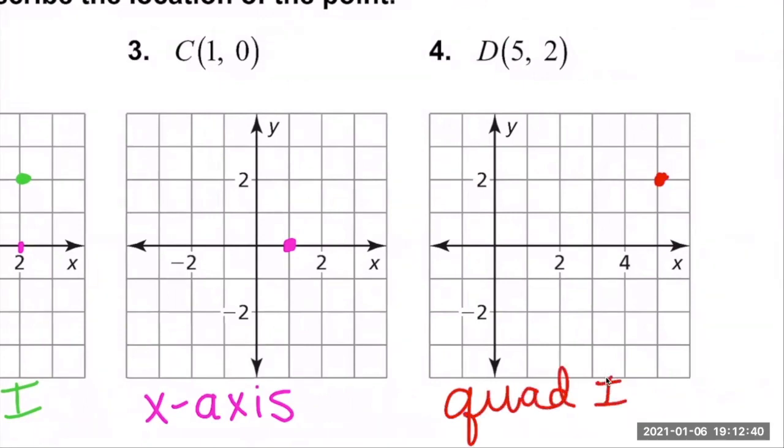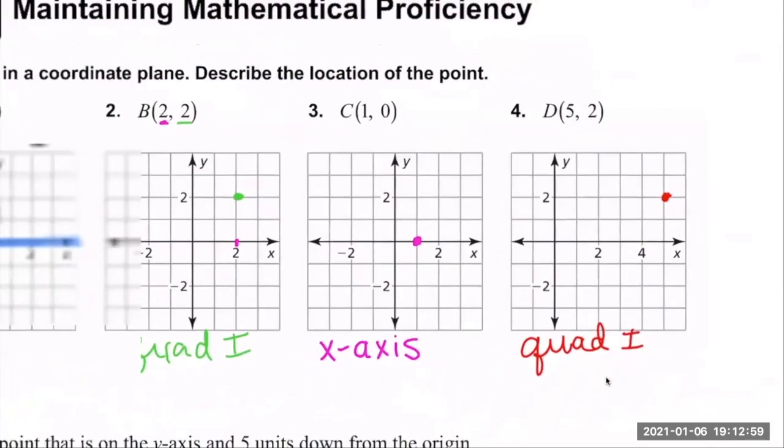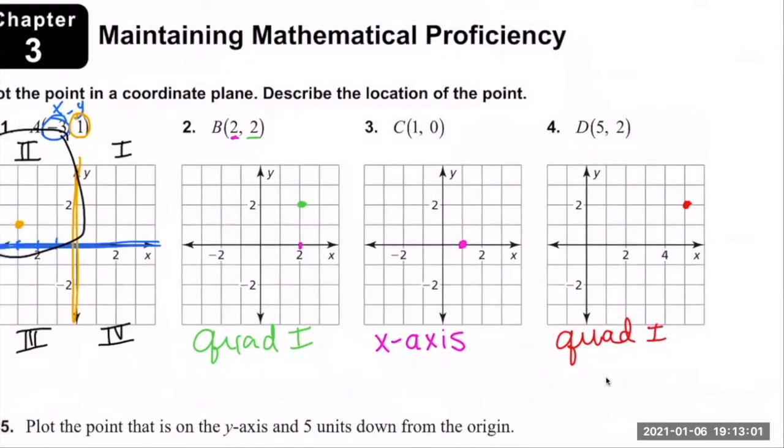Okay, if you're just joining us back, the first one, so number 3, we went over 1 and it said 0, so we're going to stay right where we're at, and that means we're on our x-axis. Number 4, we go over 5, up 2, both positive numbers for quadrant 1. So that's something to note is right away with both 4 and 2, we're in that quadrant 1 and all of our numbers are positive. So that's something to remember. It's going to help us out later on.